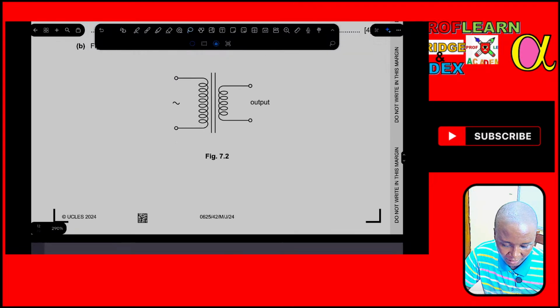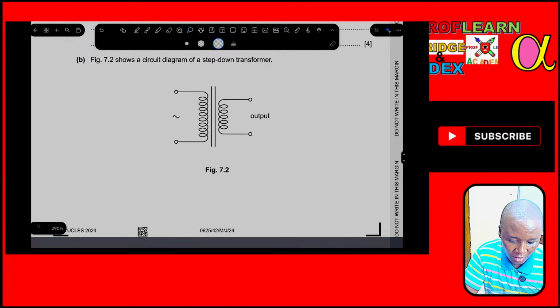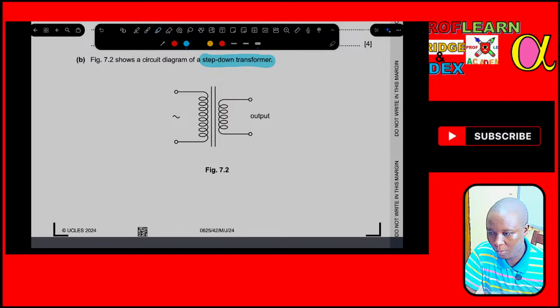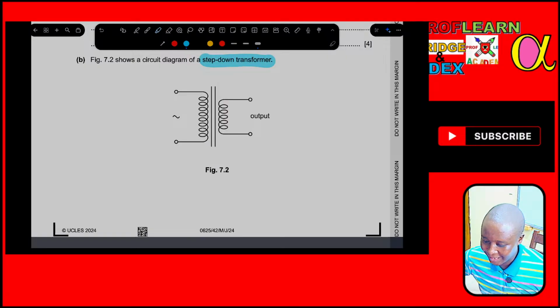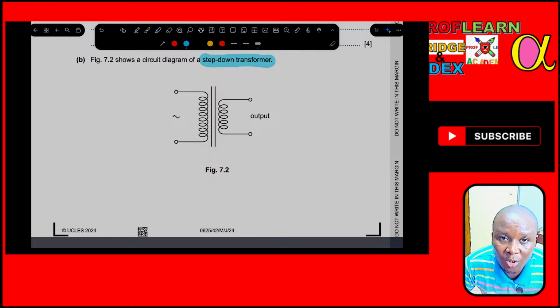in order to do that. Now, I want us to move to the next part, and the next part is about the step-down transformer. You need to mention that a transformer is a device that is used to increase or decrease voltage. A step-down transformer is a transformer that is used to decrease voltage, and you can know it is a step-down transformer by looking at the number of turns in the secondary coil.